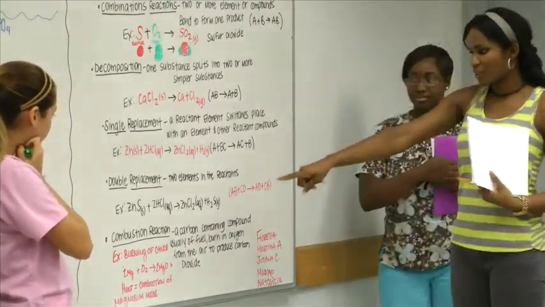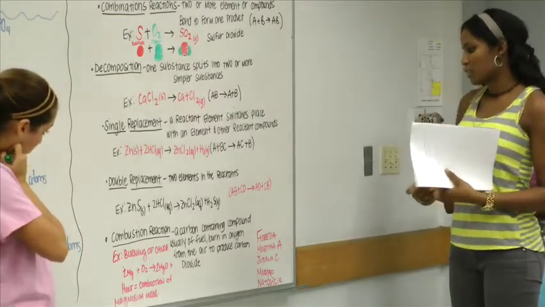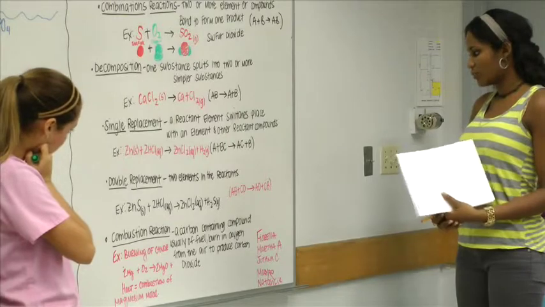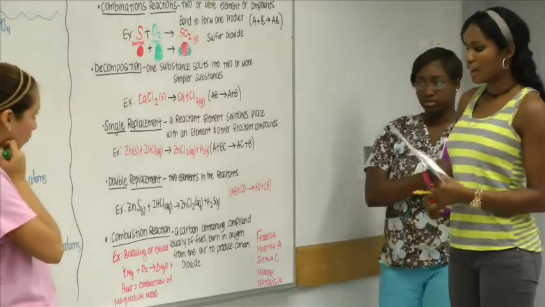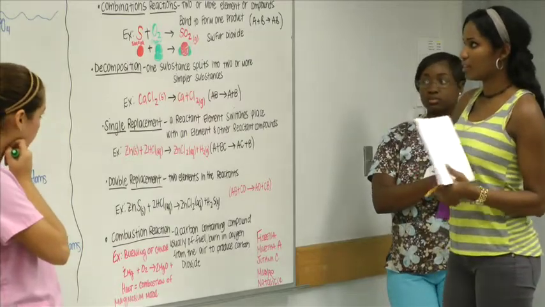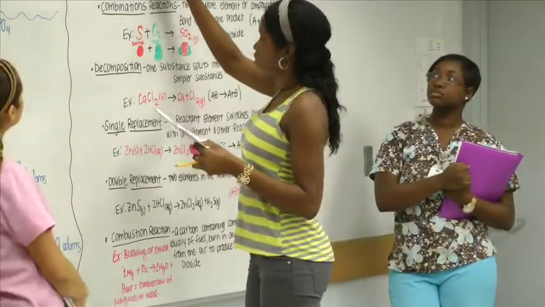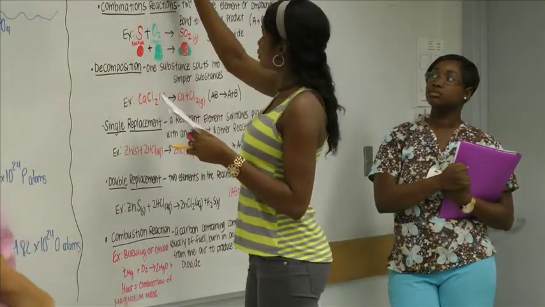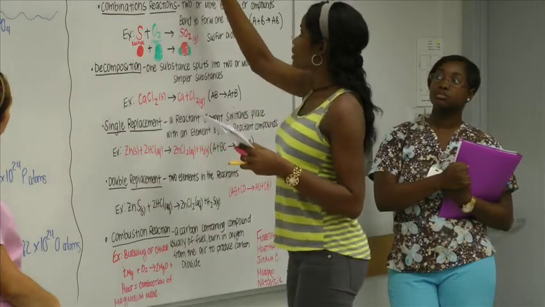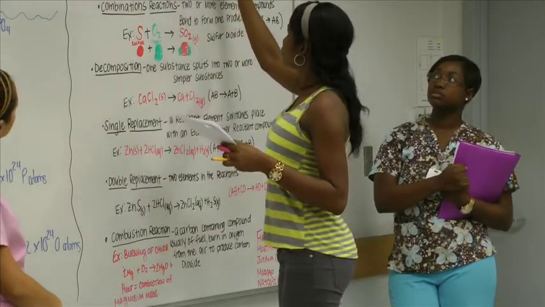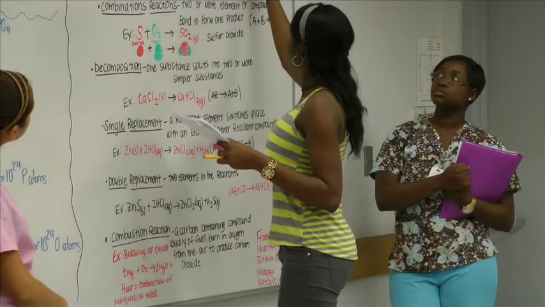Then we have the combustion reaction, which is a carbon-containing compound, usually a fuel, burning with oxygen from the air to produce carbon dioxide. I have an example just to show you how it's done. It's CH4 plus O2. Then we're going to try to make both sides balance. It's going to be CO2 plus 2 H2O.